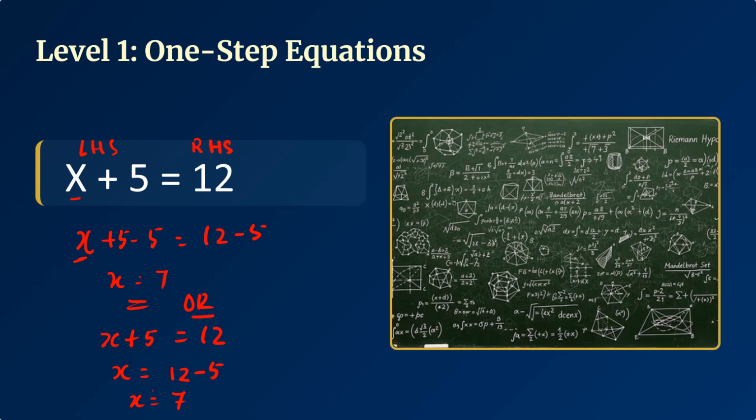If you want to make it simple, just remember x plus 5 is 12, x is equal to, because you want to isolate x, you take 5 to the right hand side, it becomes 12 minus 5, 7. So whichever process you find comfortable, you can follow that.